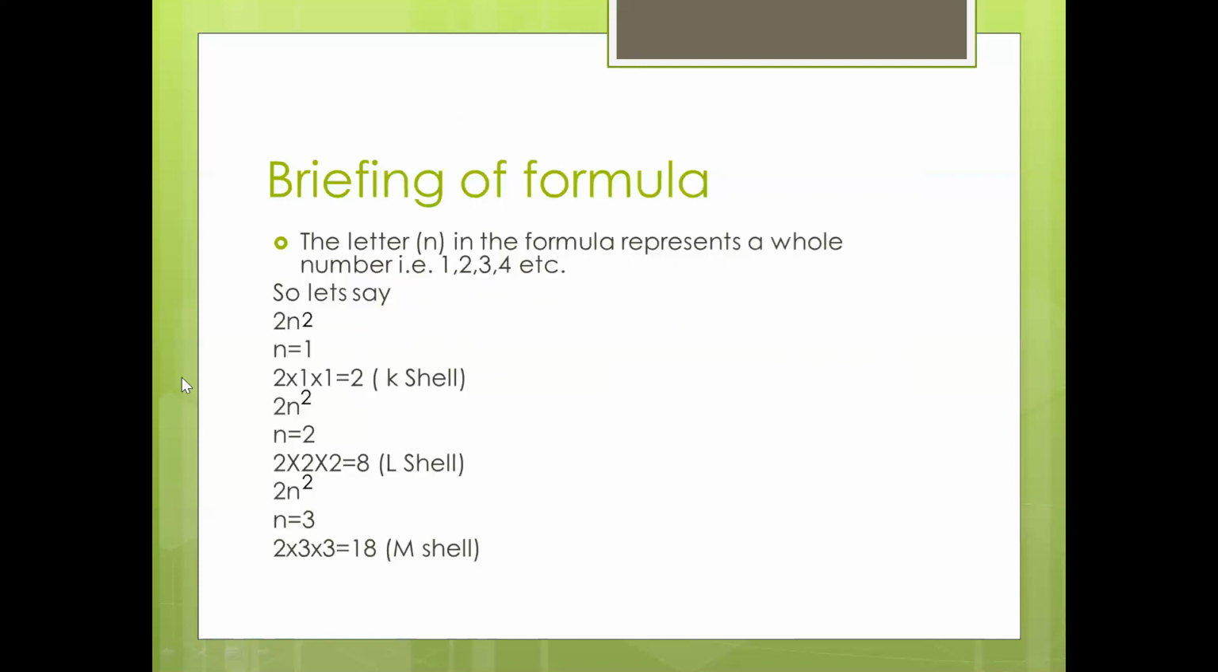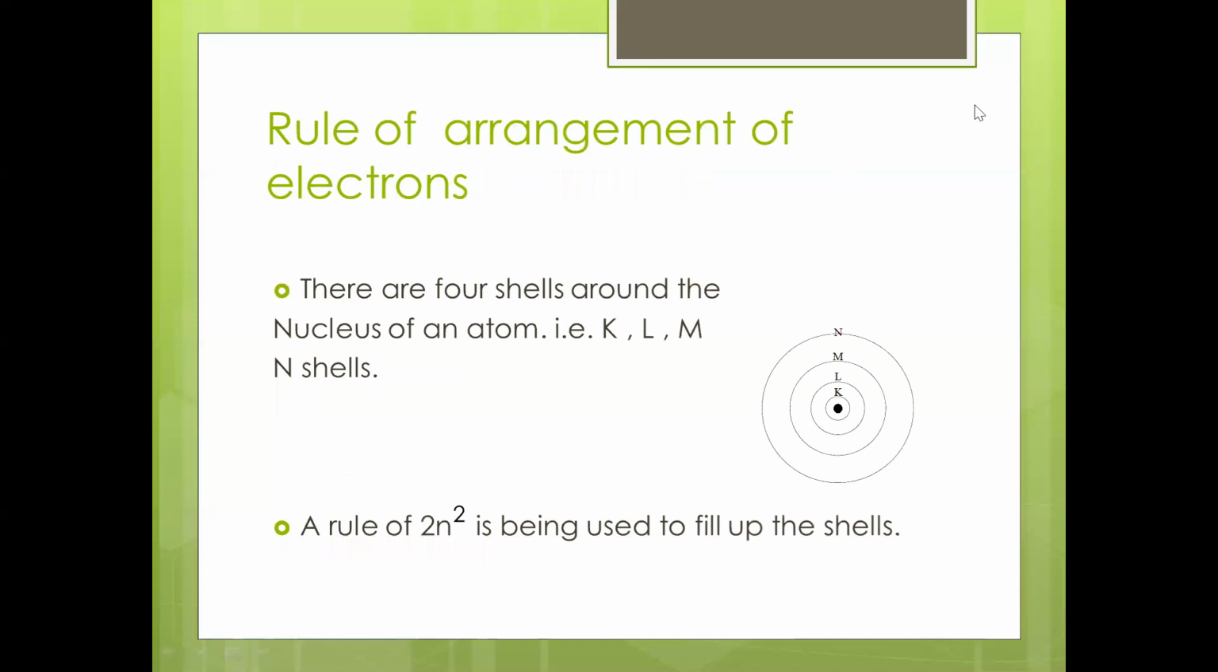Okay. Now, if the value of n is 2, students, what will it be? The formula is 2n^2. Put the value of n over here 2 times because it is again n raised to power 2. So 2 2s are 4 and 4 2s are 8. So it becomes 8 electrons. So it means that you can fill 8 electrons in L shell. Means in L shell, you can arrange 8 electrons at maximum. Okay, students, I hope you are understanding up till now.